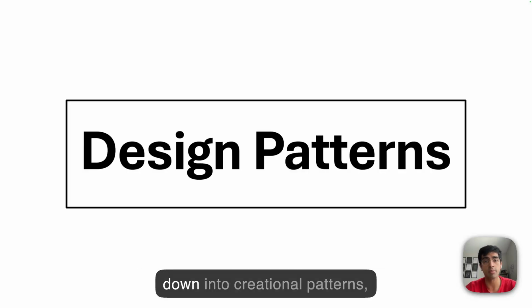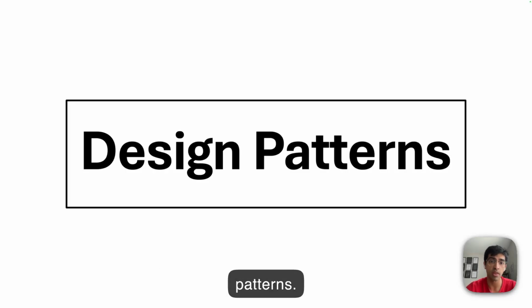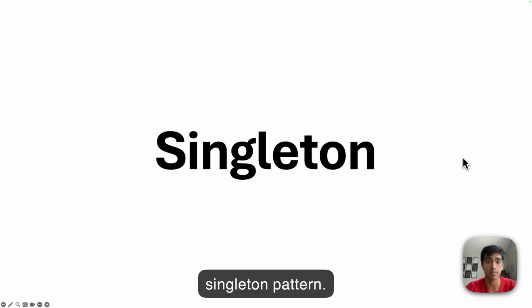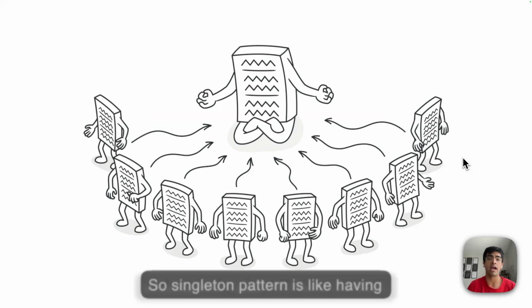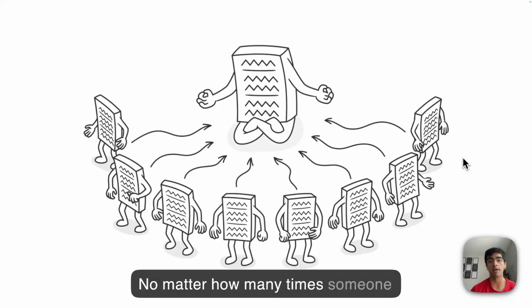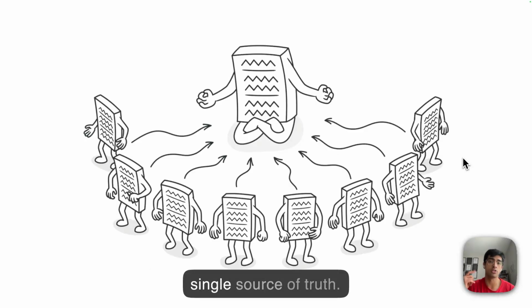Now, design patterns can be broken down into creational patterns, behavioral patterns, and structural patterns. And we're going to start off with creational, and specifically the singleton pattern. So, singleton pattern is like having exactly one head chef who controls all the recipes. No matter how many times someone yells, "Where's the head chef?" you get the same person, and there's only one. This is crucial when you need one single source of truth.